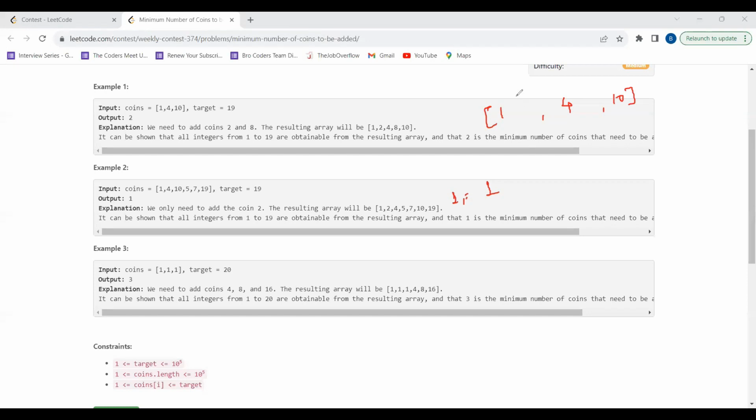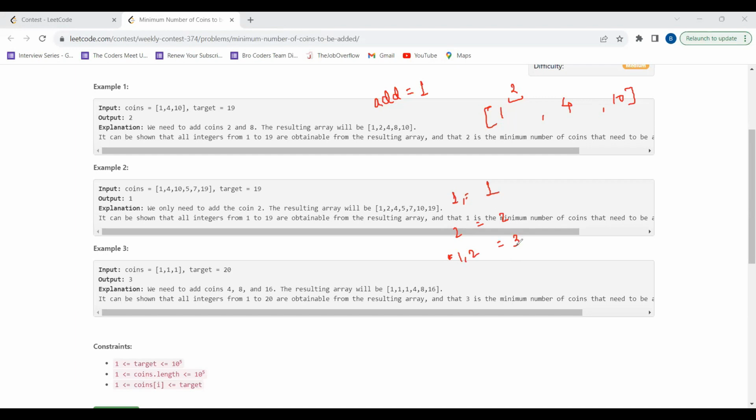Now, can we form sum 2? No. So we'll need to add this coin to our collection. This is the first addition we'll need to do. So we'll need to add 2. We increment the add counter to 1 as we have added 2. Now with 2, we can form sum 2. We can form sum 3 also.